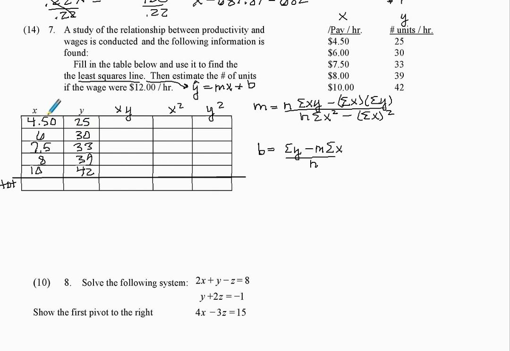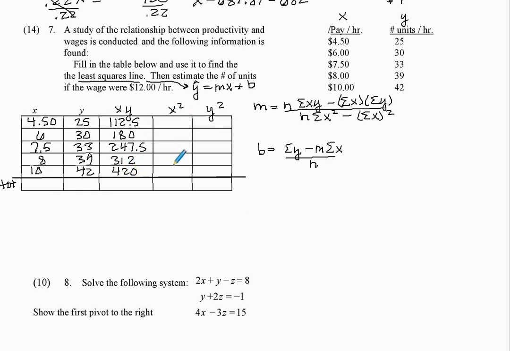So you can do these on the calculator, that's fine. 4.5 times 25, that'll give you 112.5. 6 times 30 is 180. And so on. So you'll get 247.5, and 312, and 420.